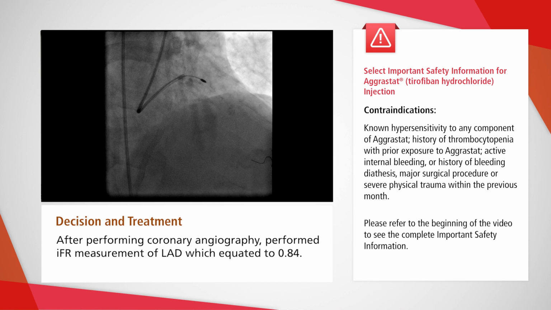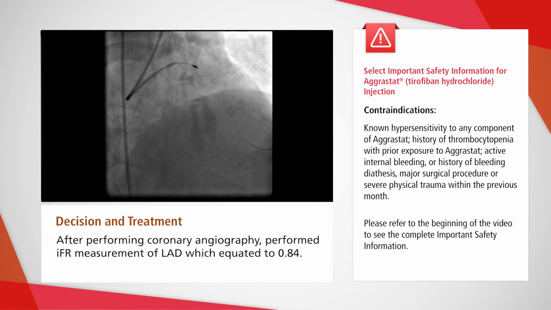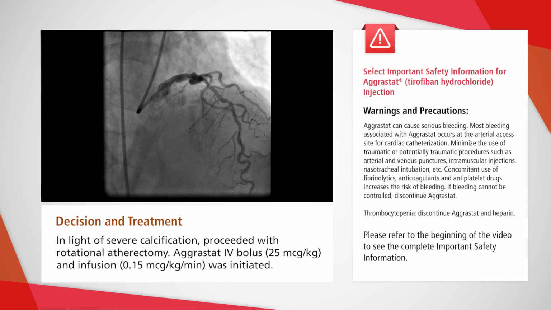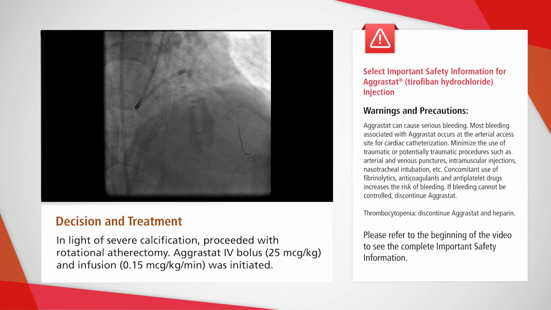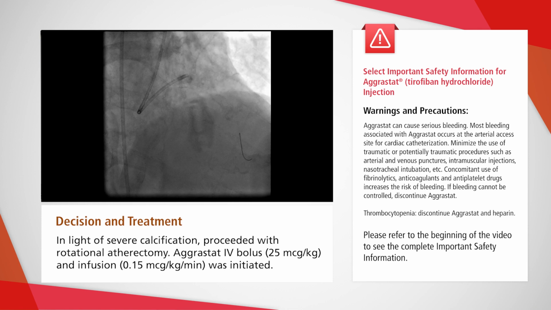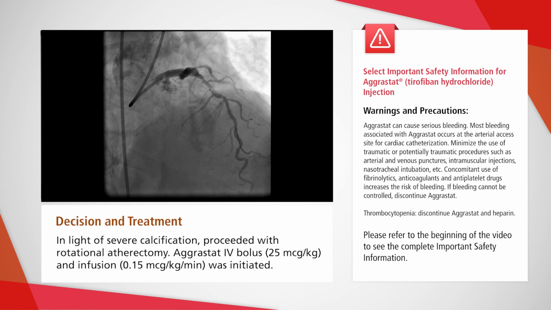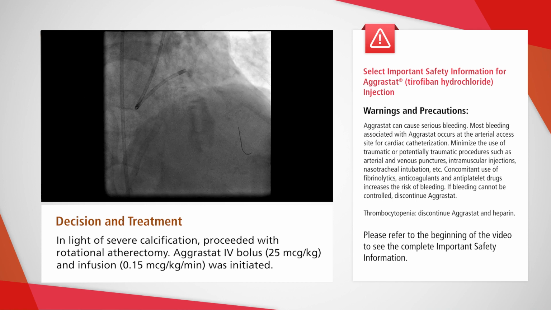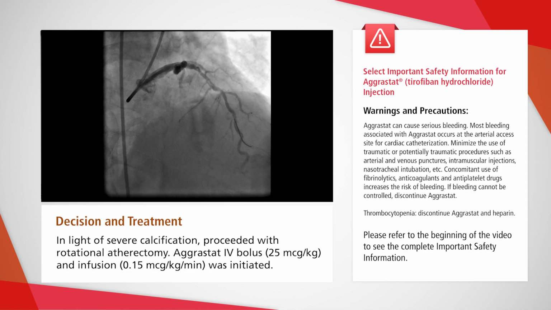Despite that, we performed an iFR measurement of the left anterior descending artery, and that equated to 0.84, hence a significant flow restriction. In light of severe calcification, a decision was made to proceed with rotational atherectomy. The patient was fully heparinized, started on a 25 microgram per kilogram Aggrastat bolus and 0.15 microgram per kilogram per minute of Aggrastat drip.